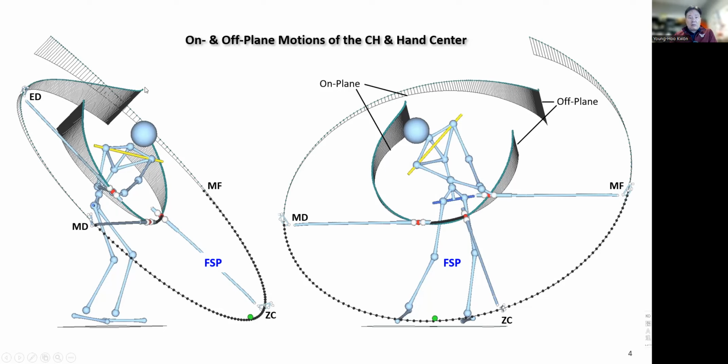By looking at the off-plane motion pattern of the club head with respect to the swing plane, we can classify the swing styles. This will be revisited in the next episode. But basically, by using the swing plane, we can describe the motion of the club head and the hand center in terms of on-plane motion and off-plane motion.